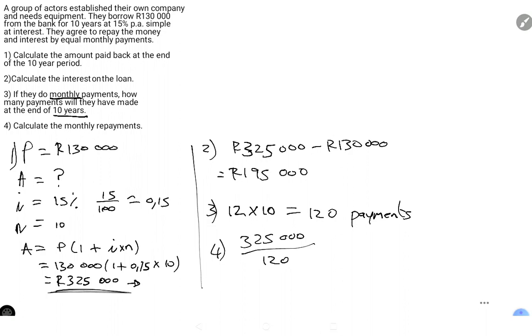Okay. And so what is the answer? Let us get to our calculator again. So we take 325,000 over 120. So every month these guys are going to be paying 2,708 and 33 cents. That's basically what they're going to be paying.